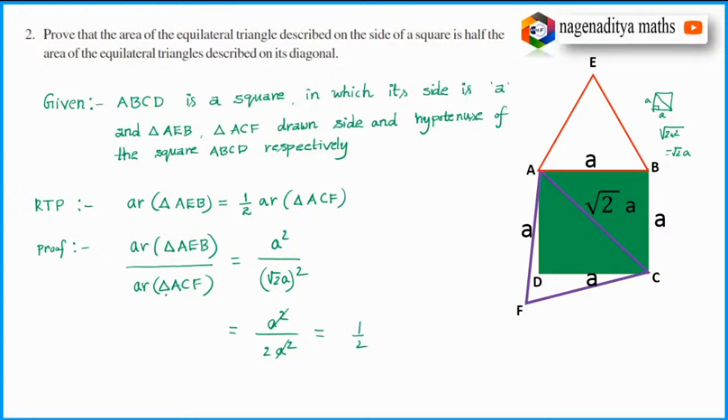If I take the area of triangle ACF to the right hand side, we get the area of triangle AEB is equal to 1 by 2 times the area of triangle ACF. So what we have to prove is this: the area of the triangle drawn on the side of a square is half of the area of the triangle drawn on the diagonal of the square. So it is proved. Okay, let us see it in Telugu medium once.